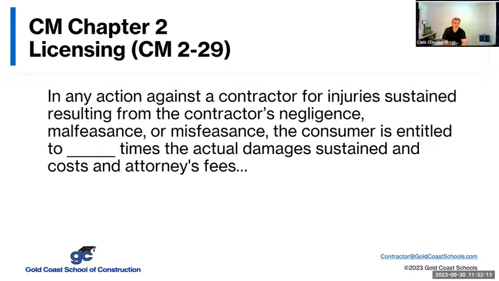And in any action against a contractor for injury sustained resulting from the contractor's negligence, malfeasance, etc., the consumer is entitled to how many times the actual damages sustained, and attorney's costs and attorney's fees? This is very, very important, and this question has been on the test a ton. And that is 3 times. CM 2-29. You'll see it just above the changes in licensure information heading. And again, they spell out that number 3.